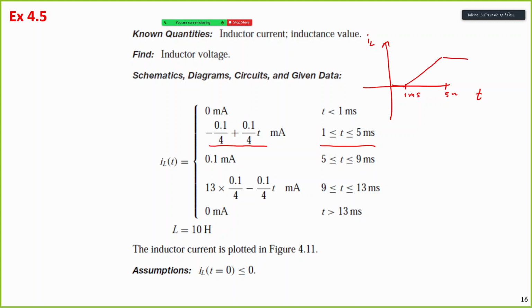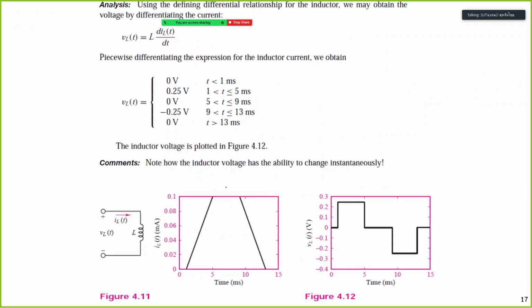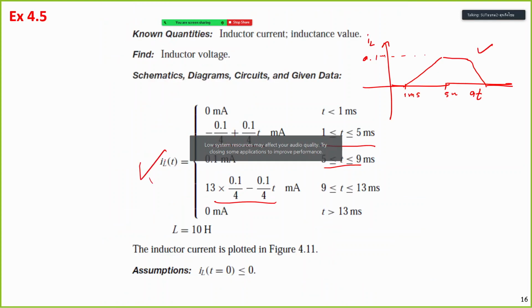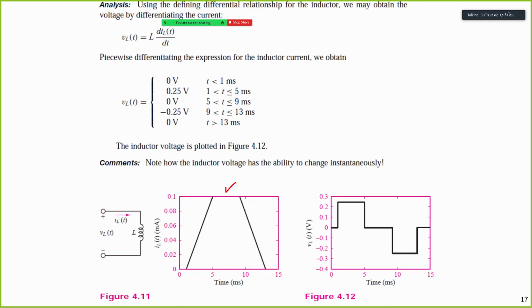And it becomes constant again during 5 to 9 milliseconds, at 0.1 milliamp. And then it has a negative slope and comes back like this. And what is the voltage here? The voltage is the rate of change of current multiplied by the constant value L. So the voltage may be like this.